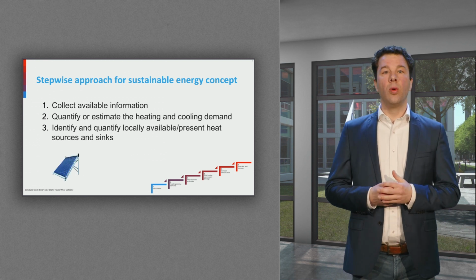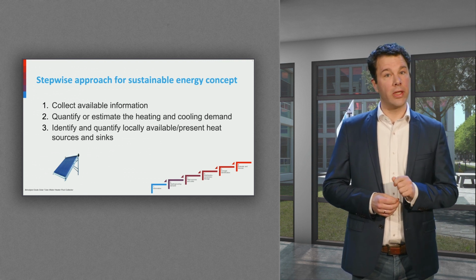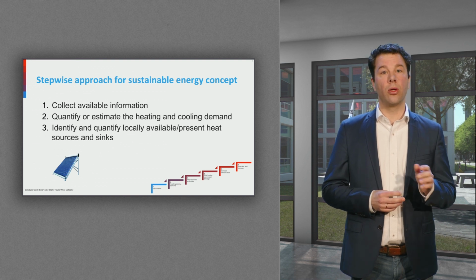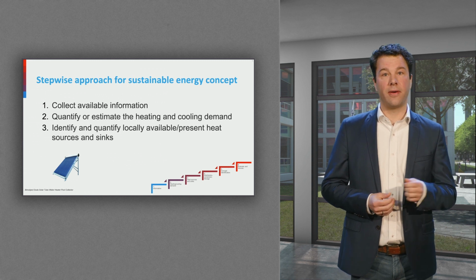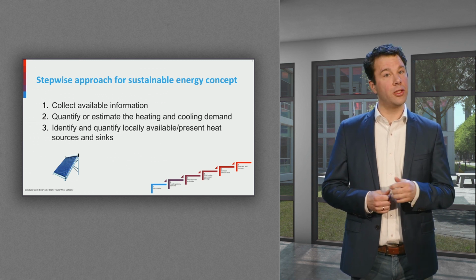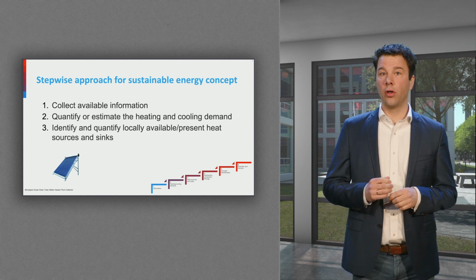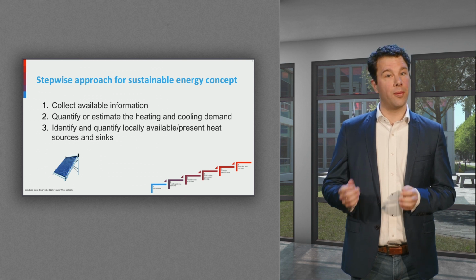In the third step, you will identify and quantify local sources of heat or cooling. If needed, go back to week 2 and scan the local environment of your project location to see which local sources are available or can be utilized. Quantify the capacities and yearly variations in heat availability. Also here, if you're not able to quantify all characteristics, make some assumptions and describe them qualitatively.